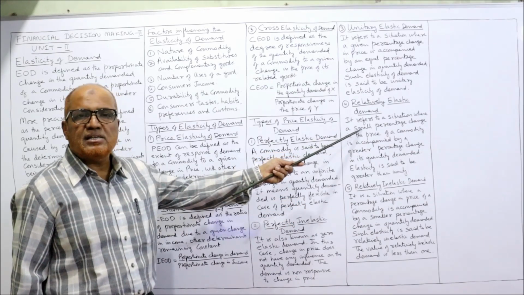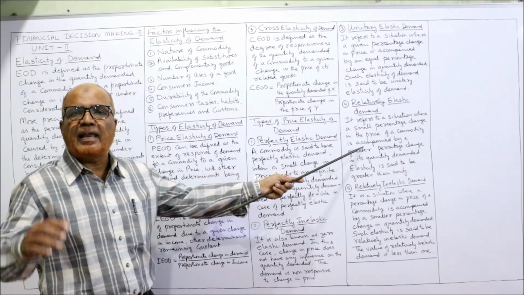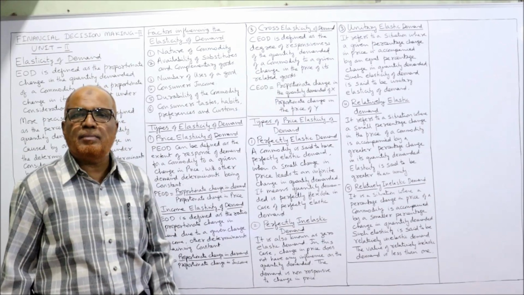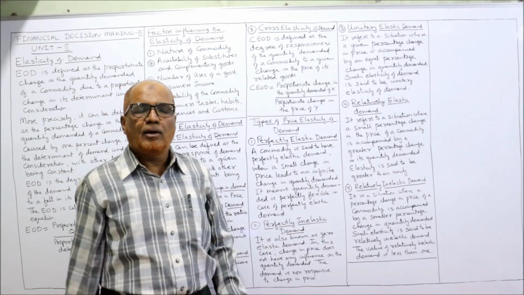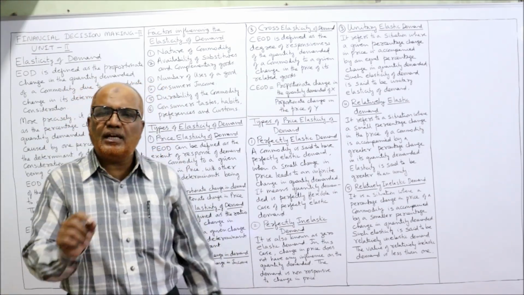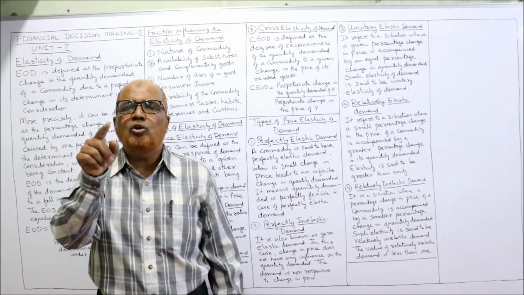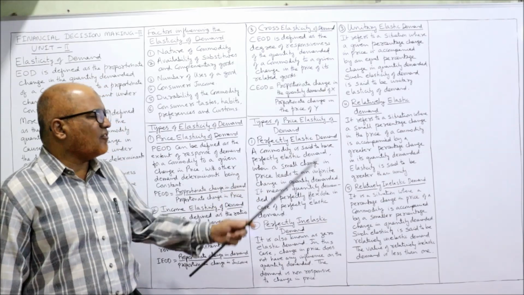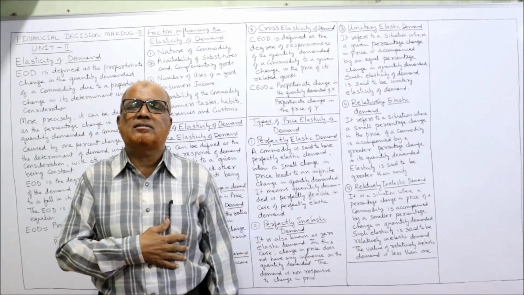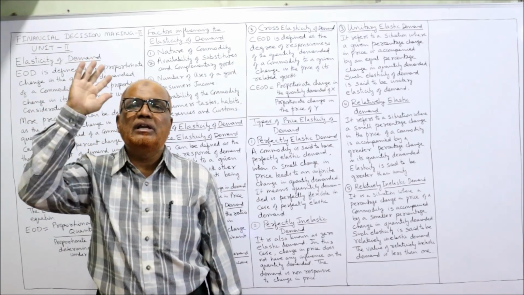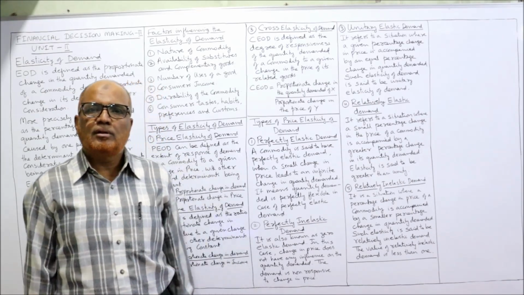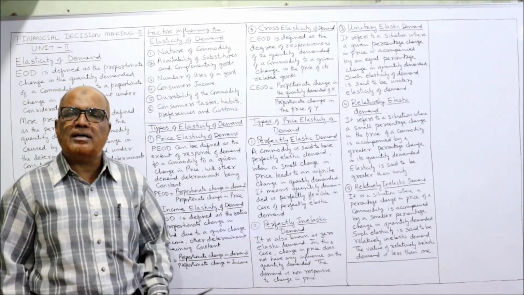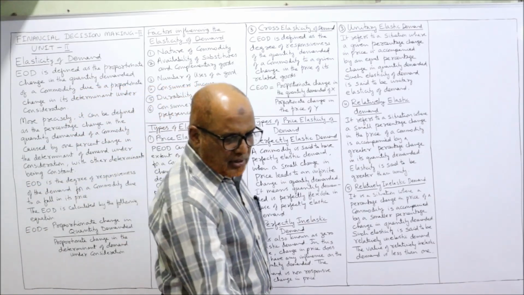Whereas in case of relatively elastic demand, the value will be more than 1. In case of unitary elastic demand, the value will be 1. Whereas in case of perfectly inelastic demand, the numerical value will be 0, no change. Whereas in case of perfectly elastic demand, the value will go up to infinity. That's all. This is the complete explanation of the different types of price elasticity of demand.